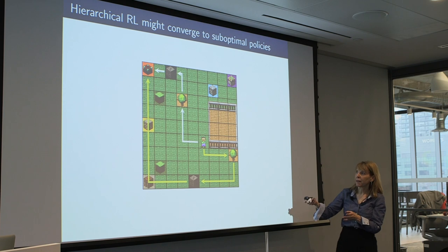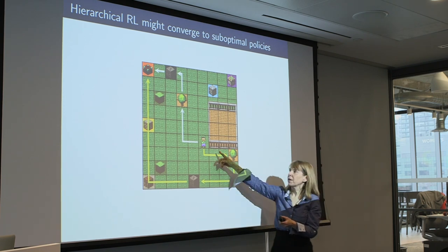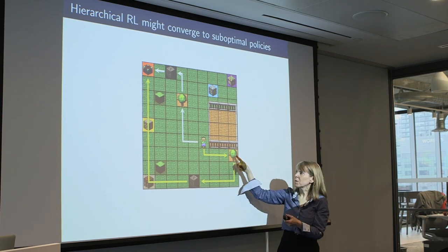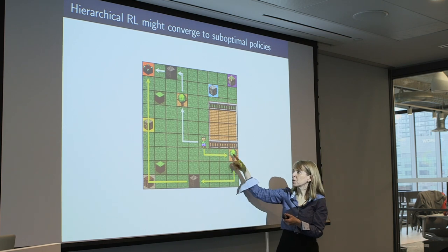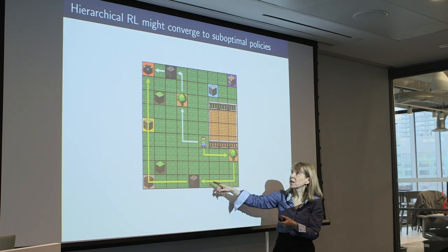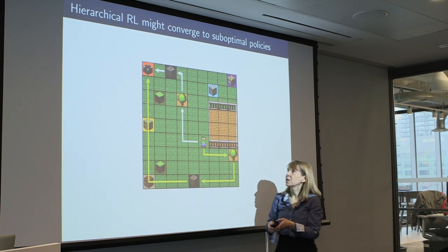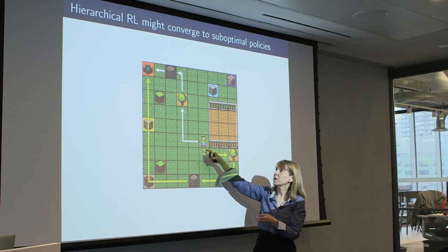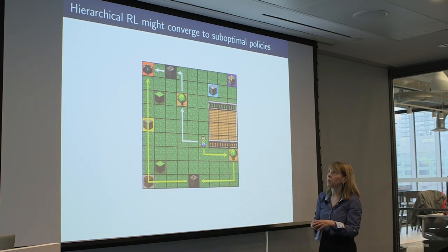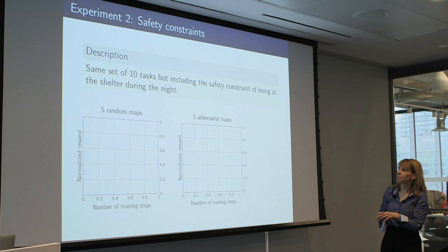And that can be shown again. If you have to get the wood, a hierarchical learning technique would go to the wood first, but then take a long time to get to its second objective, whereas with our technique, you would do both.